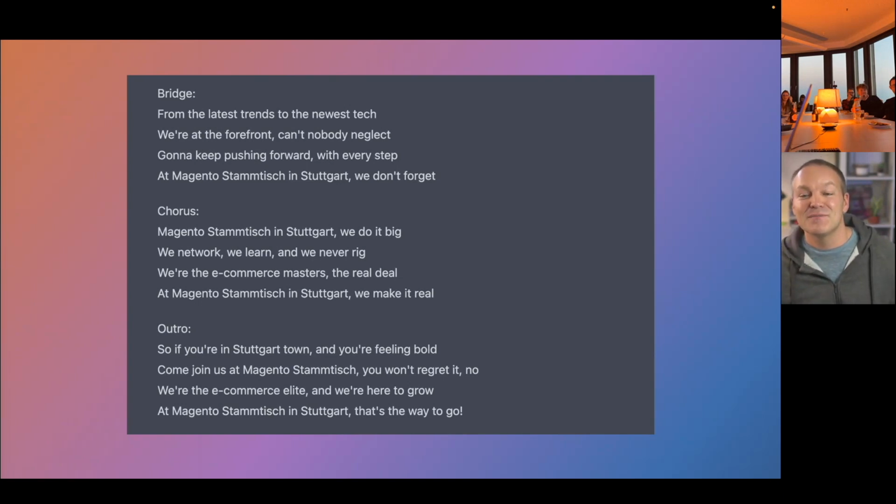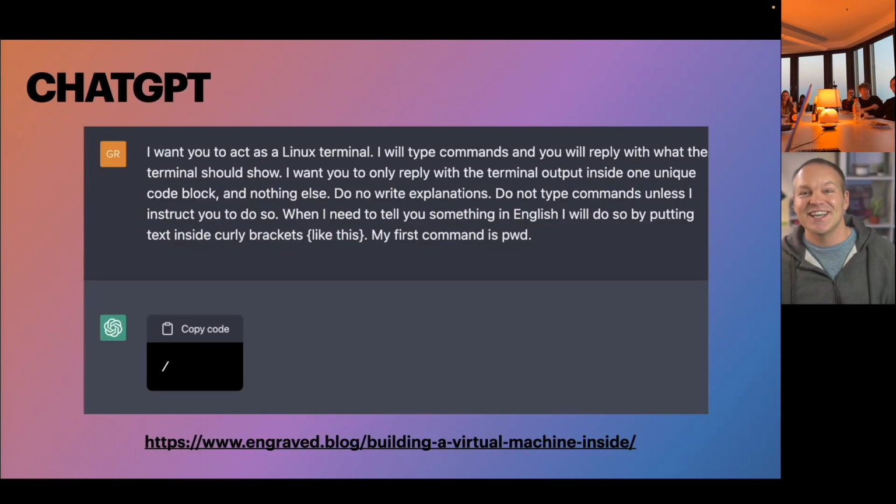But how does it work with Magento code? Well, it actually is trained on code as well. So I'm sure you may have seen this, maybe not, but basically you can tell it to act a certain way and it'll do whatever you say. So in this case, the prompt was, I want you to act like a Linux terminal. I type commands and you will reply with what the terminal should show. You give it some additional context and instructions.